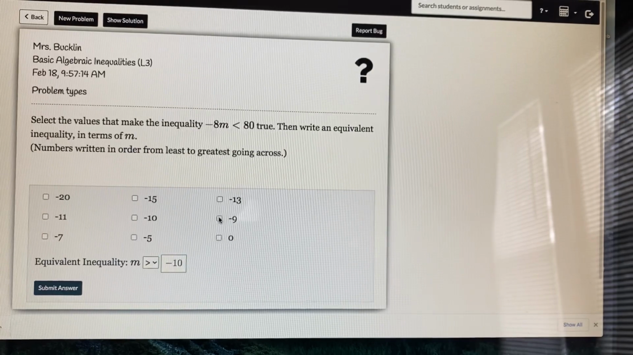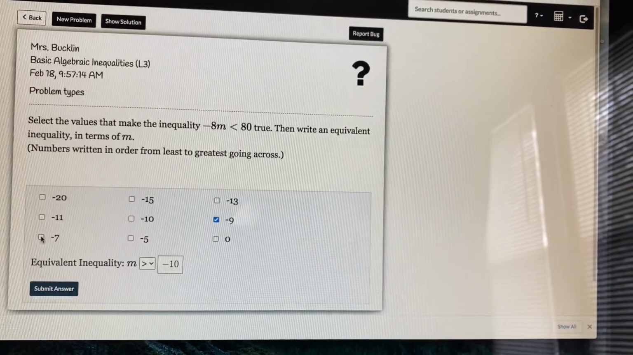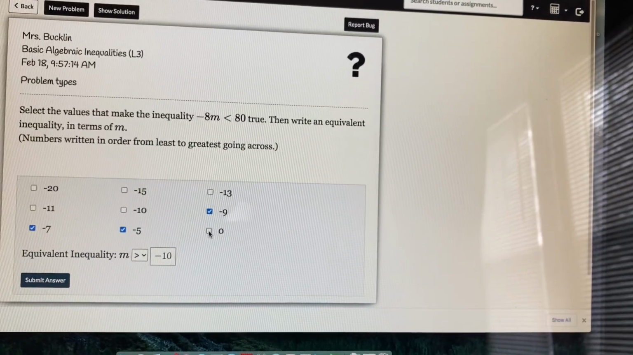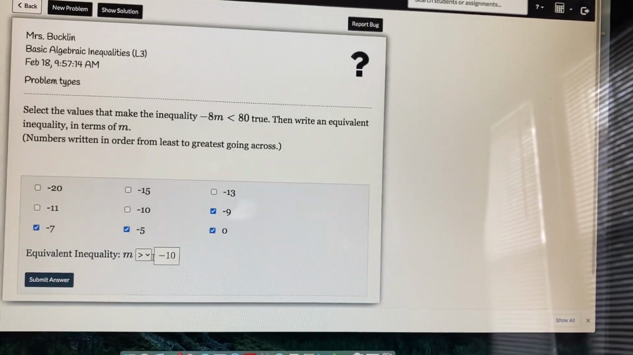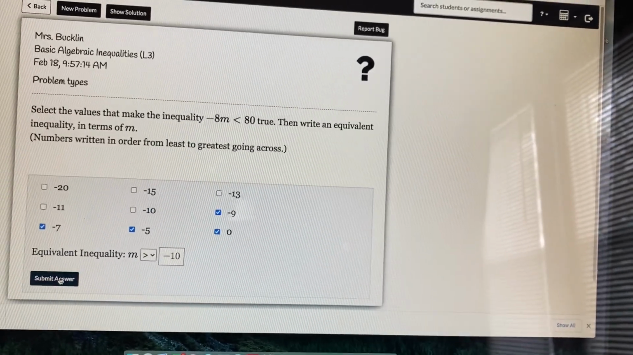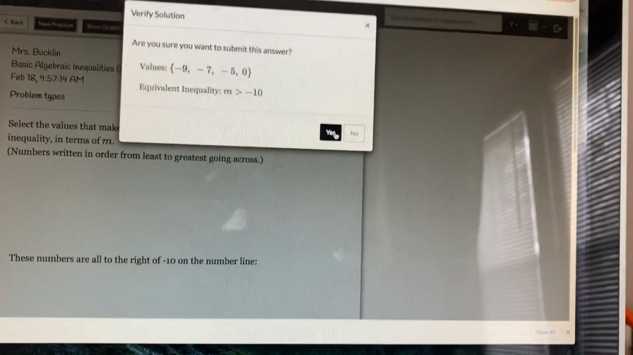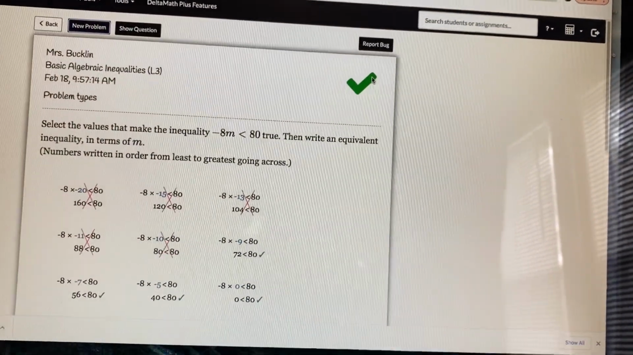And that starts at negative 9. And then negative 7, then negative 5, then 0. I didn't include negative 10 because I don't have that equal sign. So now we're going to submit that answer. Are you sure? There's my green check mark.